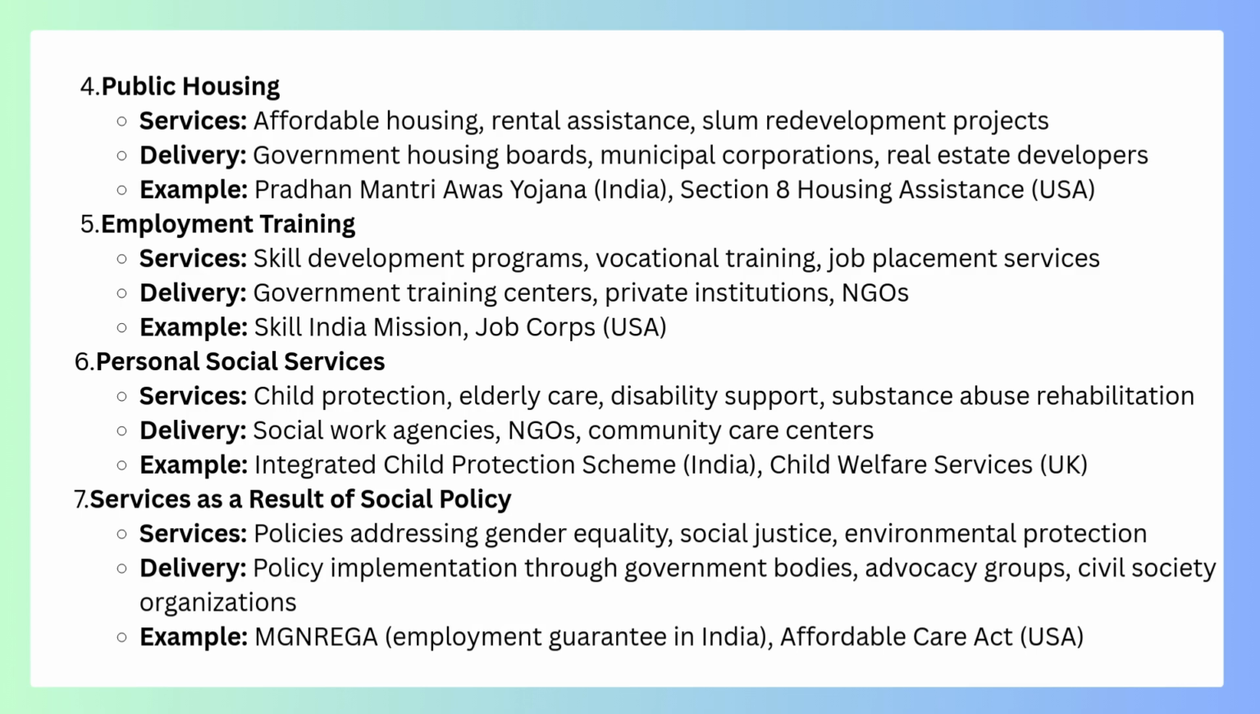5. Employment training. Services: skill development programs, vocational training, job placement services. Delivery: government training centers, private institutions, NGOs. Example: Skill India Mission; Job Corps, USA. 6. Personal social services. Services: child protection, elderly care, disability support, substance abuse rehabilitation. Delivery: social work agencies, NGOs, community care centers. Example: Integrated Child Protection Scheme, India; Child Welfare Services, UK.